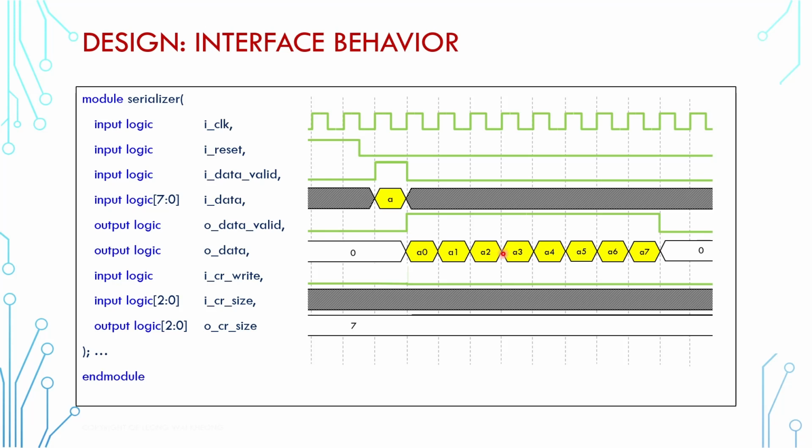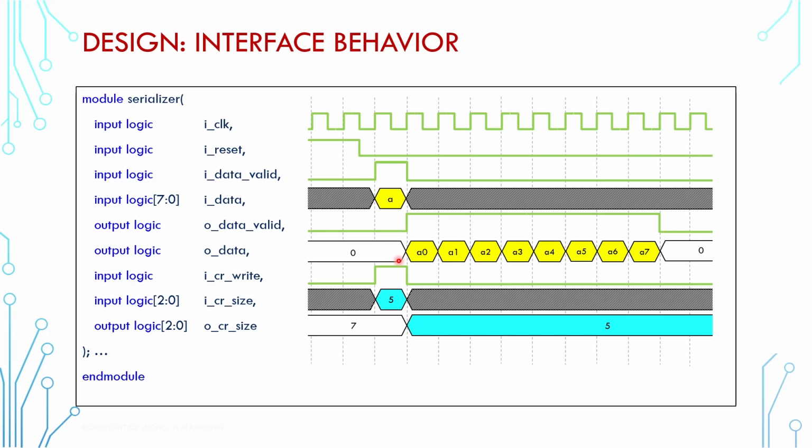Now let's say we set the size to 5. What do you think will happen? Well, this is a bit of a gray area, but very likely the behavior is the same as before, where all 8 bits are converted. It depends on whether the design uses the value from the input CR size or from the output CR size. And very likely it uses the output signal, because an input signal can be disruptive during a multi-cycle operation.